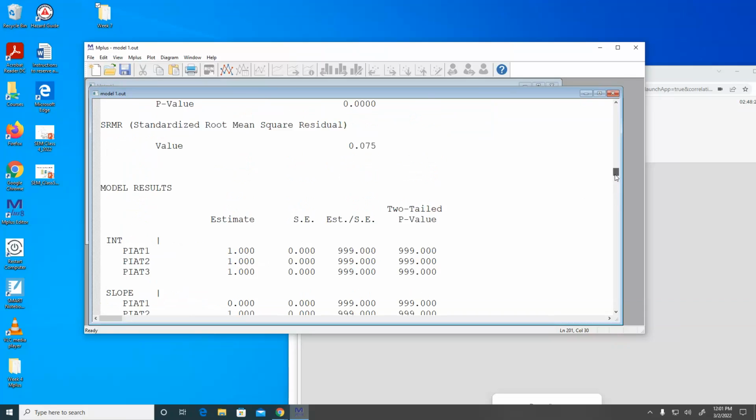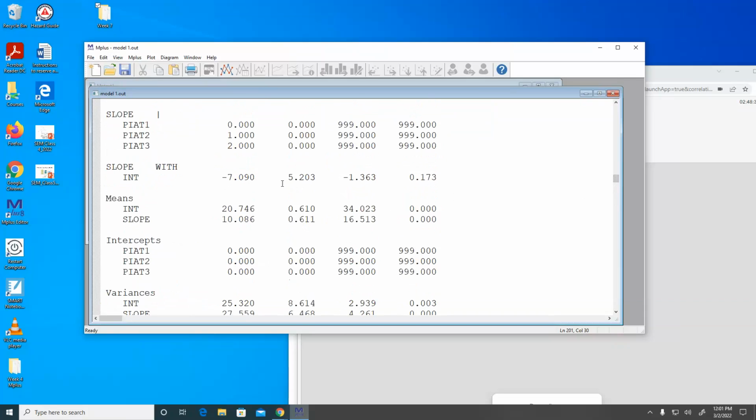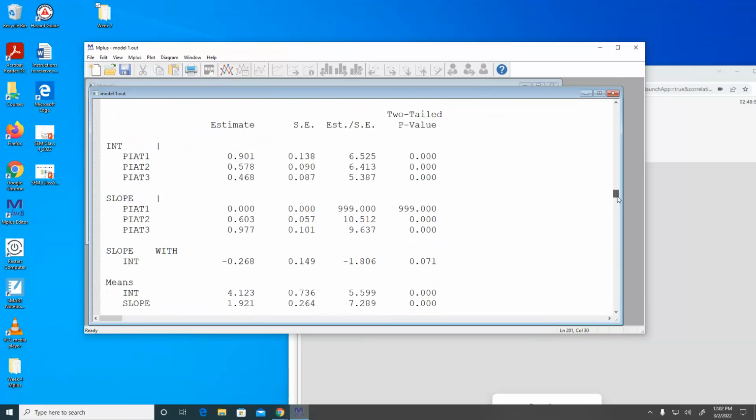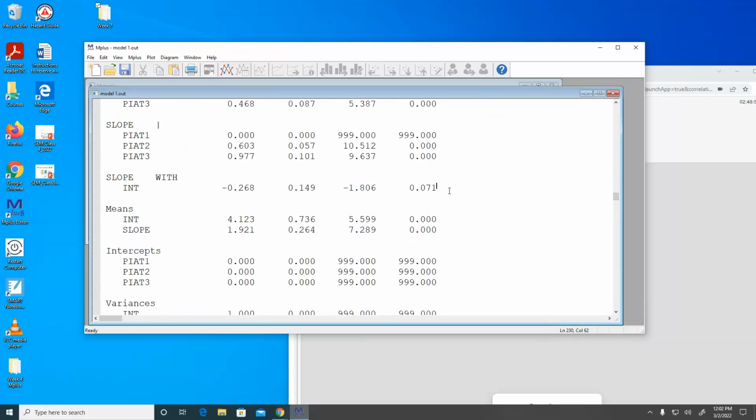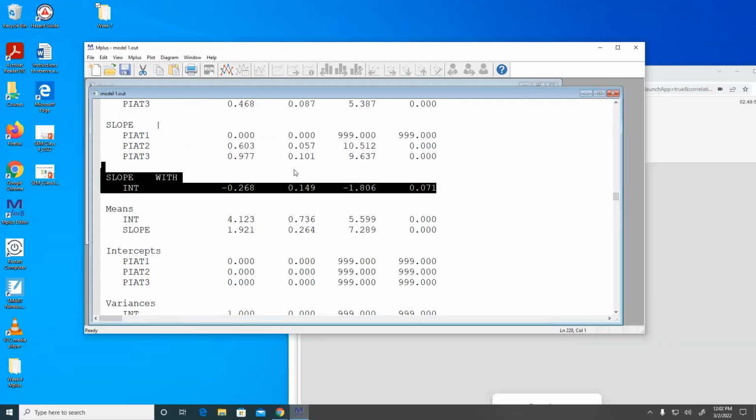And so this is all coming from the unstandardized estimates. Here's the slope intercept covariance. It's negative, so the correlation is going to be negative. Remember, that means that kids with higher starting scores are going to grow more slowly than kids with lower starting scores. But to really interpret this, this is the one place where we're going to go to the standardized solution so that we can get something more interpretable than -7, right? What does that mean? I don't know. But here, what I see is that the correlation between the slope and the intercept is -0.27, right? So it's not that strong.